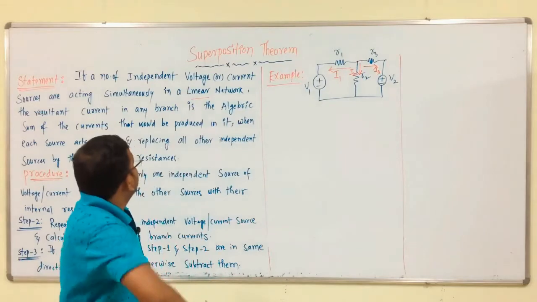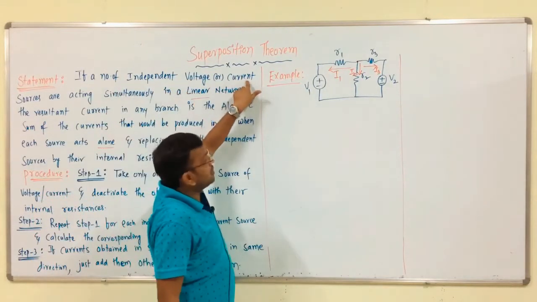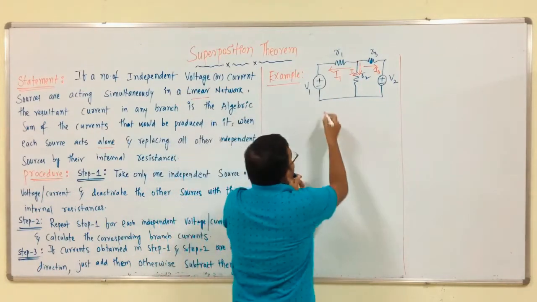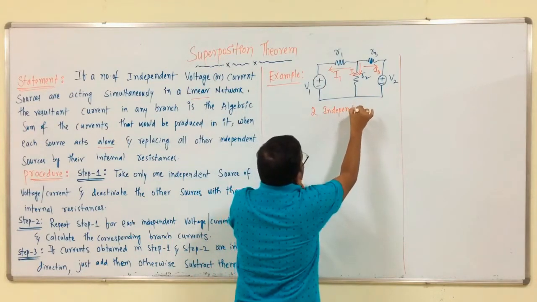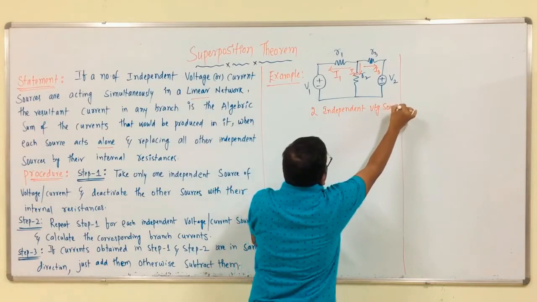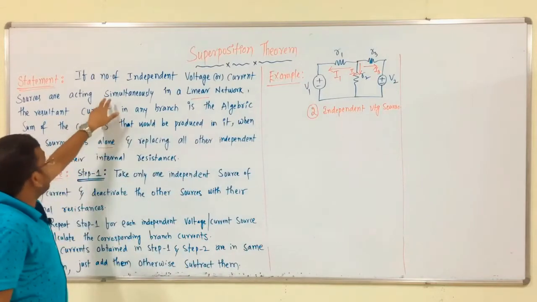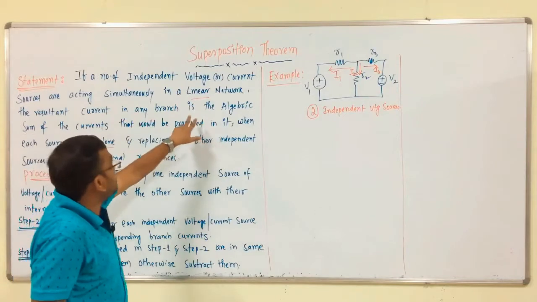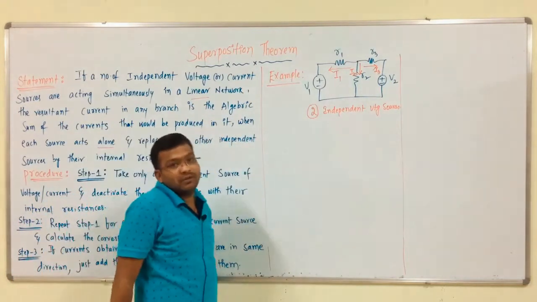Then, if a number of independent voltage or current sources, here we are considering two independent voltage sources, act simultaneously in a linear network, the resultant current in any branch is the algebraic sum of currents that would be produced in the circuits.